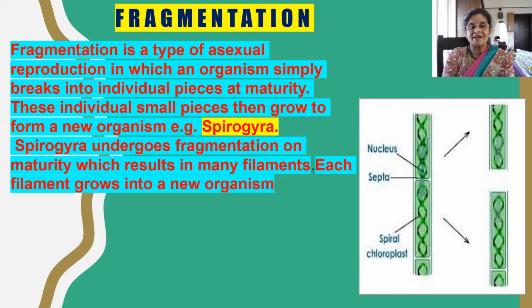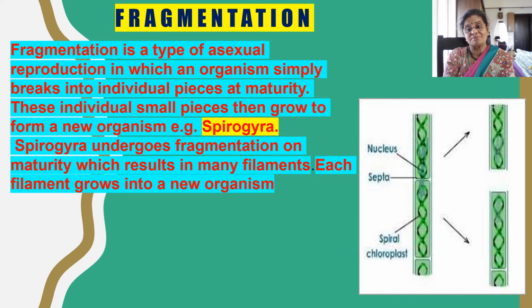Now let's understand about fragmentation. Fragmentation is a type of asexual reproduction in which an organism simply breaks into individual pieces at maturity. These individual small pieces then grow to form a new organism.